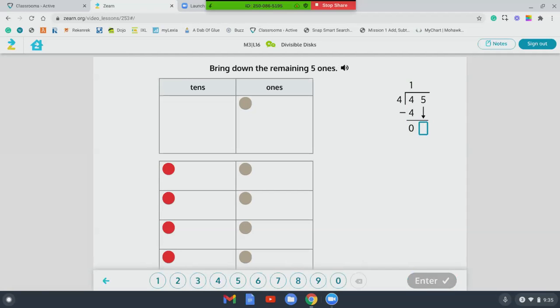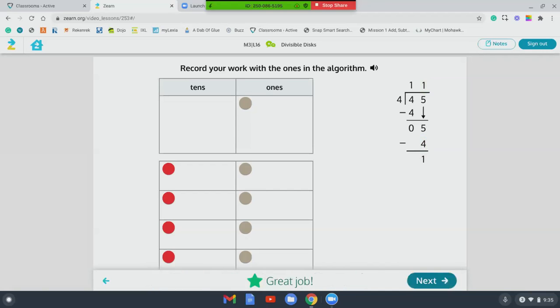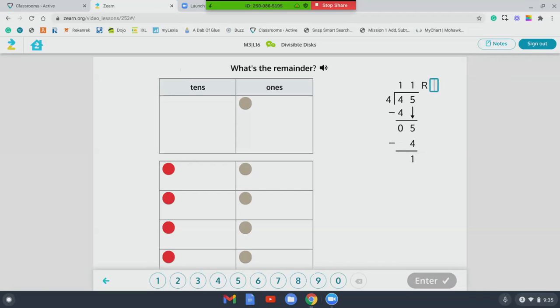The next part would be to bring down our 5, because that's in our ones place. 4 times 1 equals 4. Then we do 5 minus 4, and that is 1. So our remainder would be 1 because we cannot divide by that anymore. So it would be 11, remainder 1.